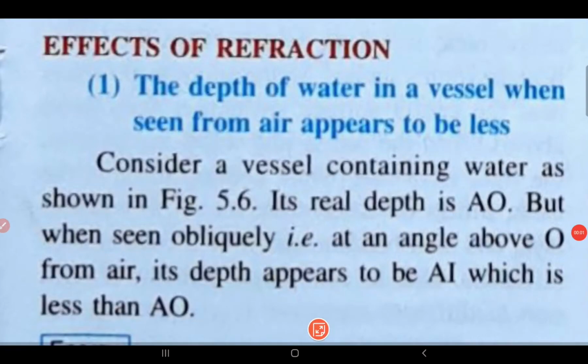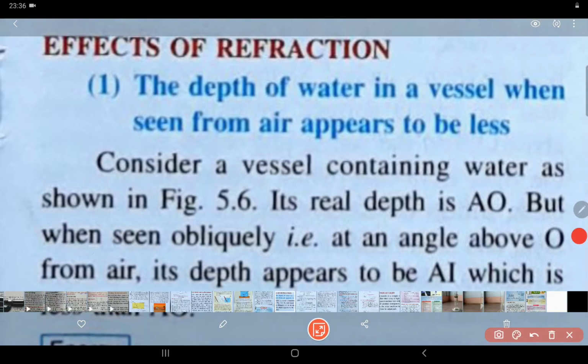This video is for class 8 physics and we are discussing effects of refraction. The first effect of refraction is that the depth of water in a vessel, when seen from air, appears to be less.